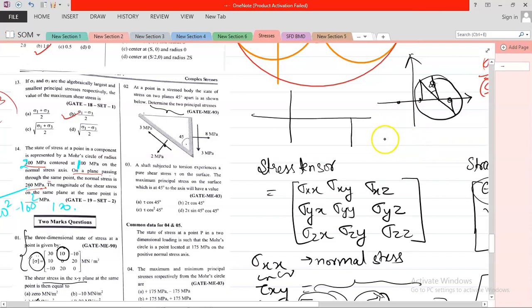Your sigma at any plane theta is (sigma x plus sigma y) by 2. That is the value from this point to the center, then plus or minus the radius, which is sqrt of ((sigma x minus sigma y) by 2) squared plus tau xy squared.